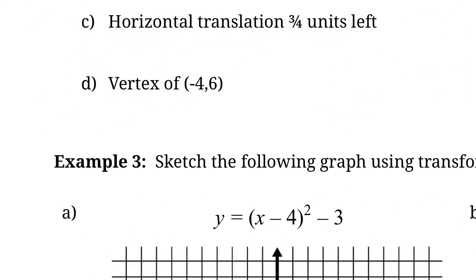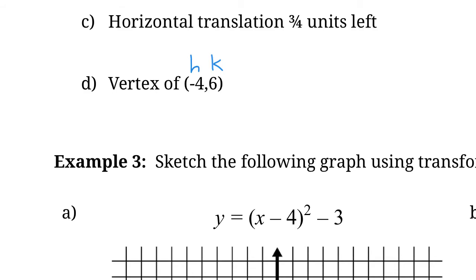What letters do we know represent our vertex? Your vertex is always represented by the letters H and K. So you already know what numbers you need to input into your equation template. So you know your H value needs to go inside the bracket, and you know your K value needs to go on the outside or the end of your equation.